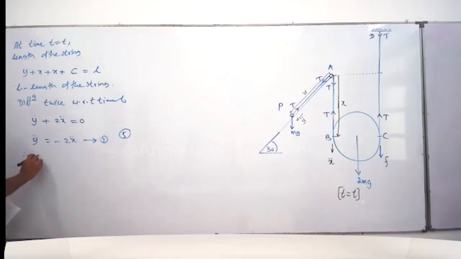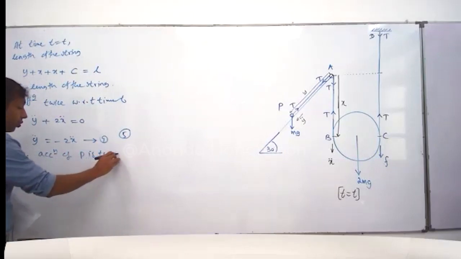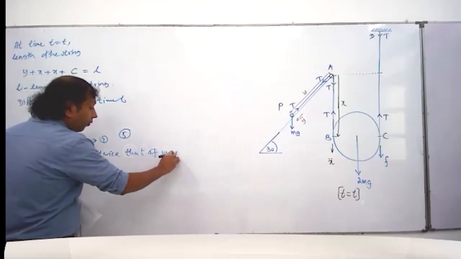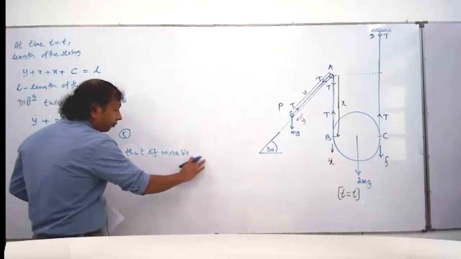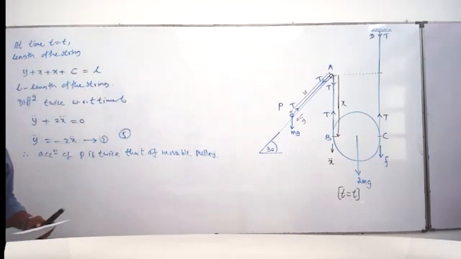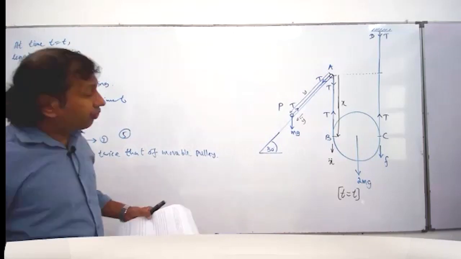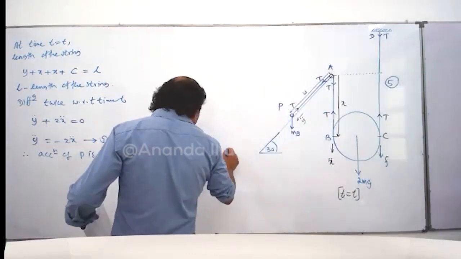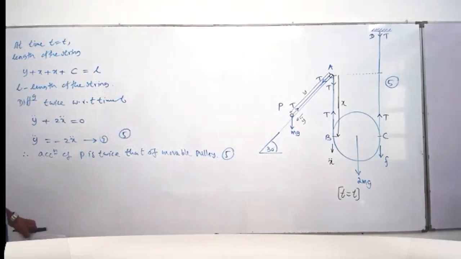Therefore, acceleration of P is twice that of movable pulley. Okay, this way. Now, F equals ma, you have to apply. For the diagram, also 5 marks given in this case, people. Diagram 5 marks. Then for this one, 5 marks. 15 marks coming.